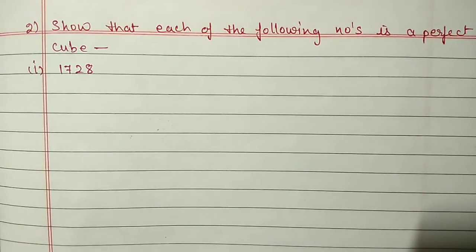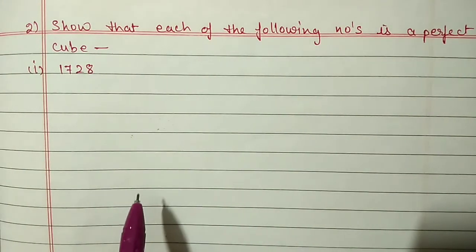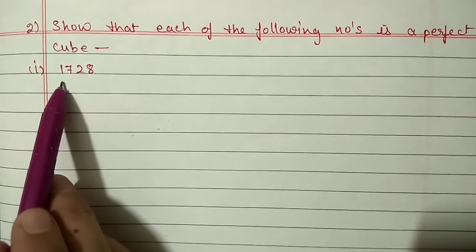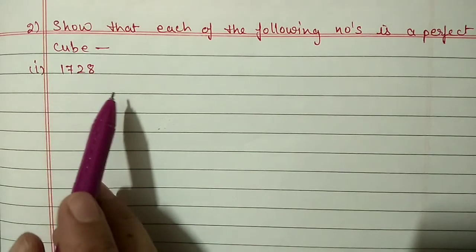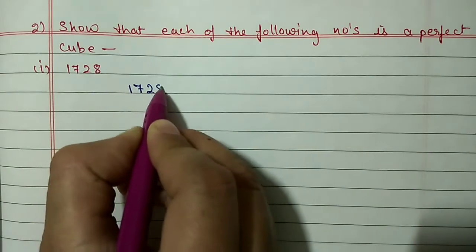Next, question number 2. Show that each of the following numbers is a perfect cube. So we have to do the same thing here whatever we have done in the first question. We have to do the factorization of the number and then make triplets of the numbers. So first we will do the factors.